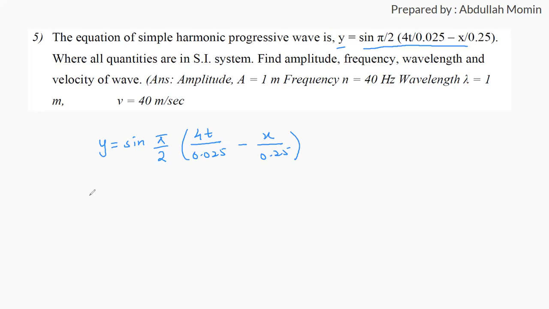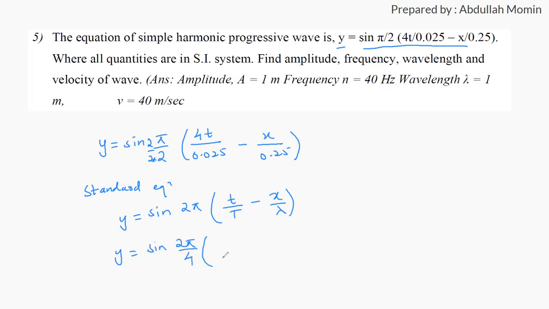The general equation or the standard equation is y is equal to sine 2 pi (small t upon capital T minus x upon lambda). So we need 2 pi here. So we are going to multiply this equation by 2 and divide it by 2. So we will get y is equal to sine 2 pi upon (4t upon 0.025 minus x upon 0.25). So 4 gets multiplied here with both the terms.